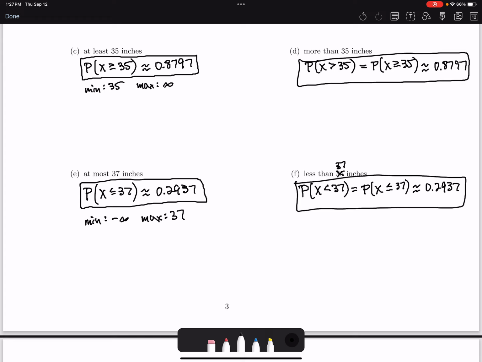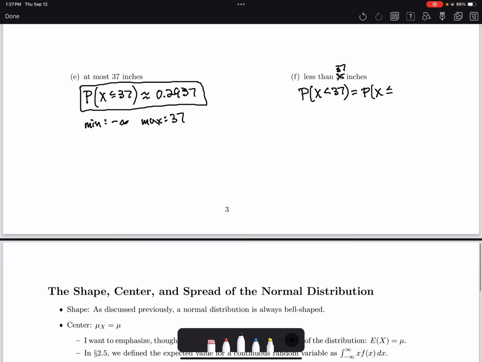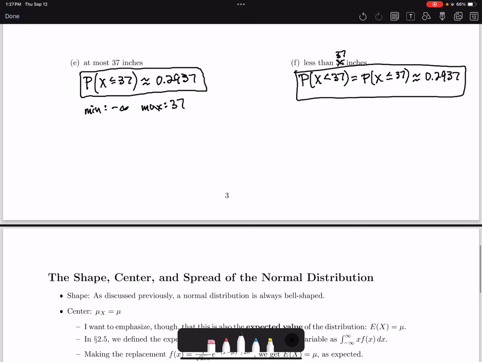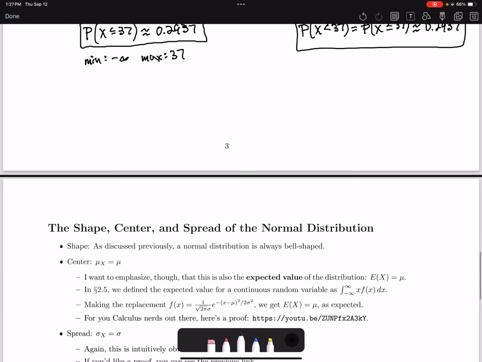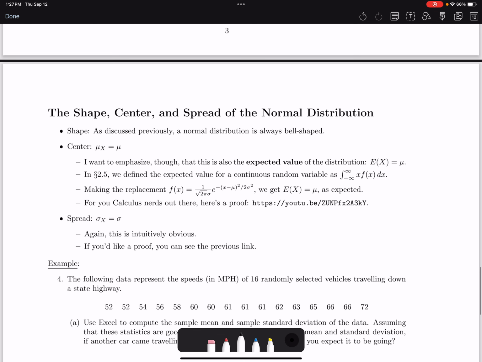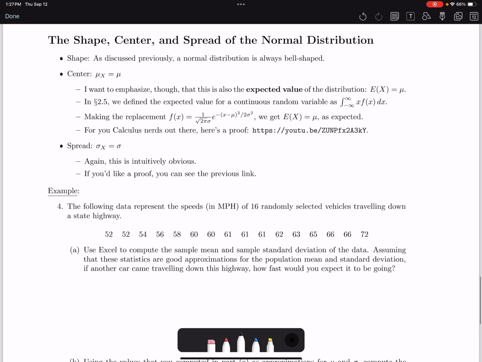Okay, so this is how normal probabilities work. Pretty straightforward. You're just going to use the calculator in Desmos to do this. Let's talk about the shape, center, and spread of a normal distribution. As far as the shape is concerned, the normal distribution is the quintessentially bell-shaped distribution, right? It's always bell-shaped by definition.